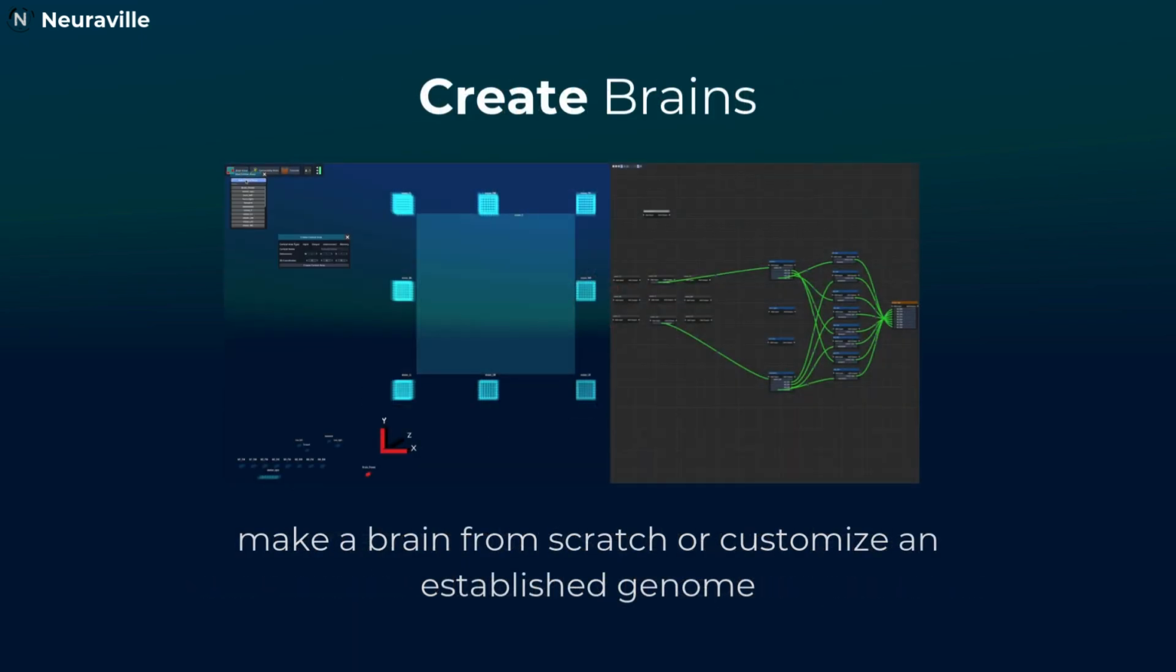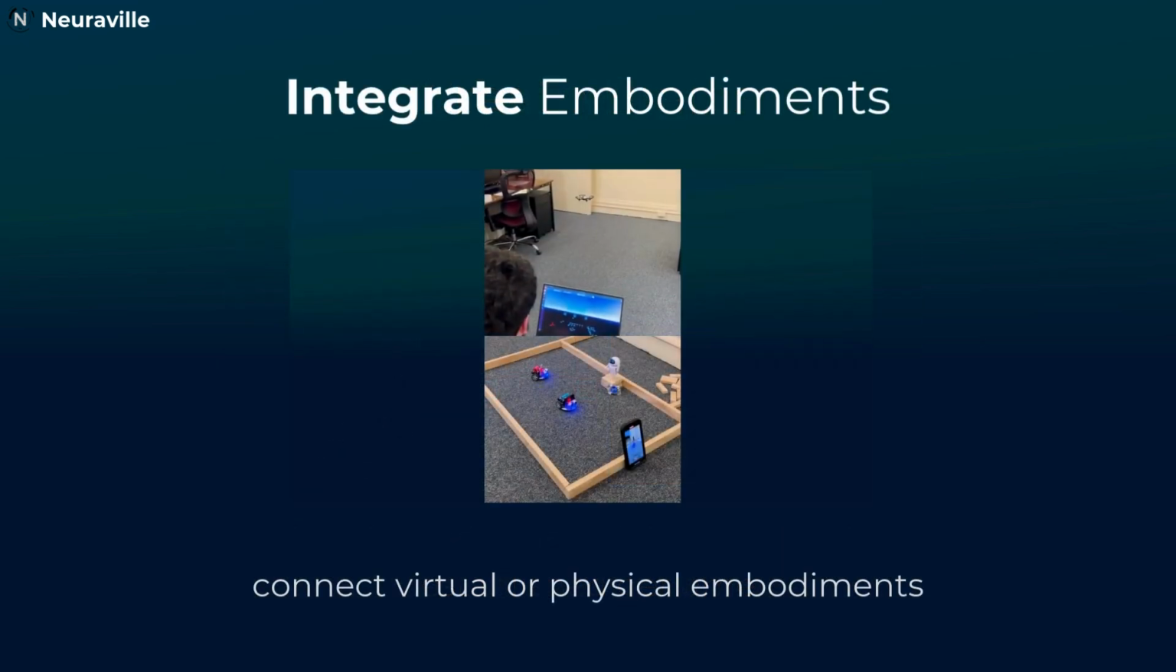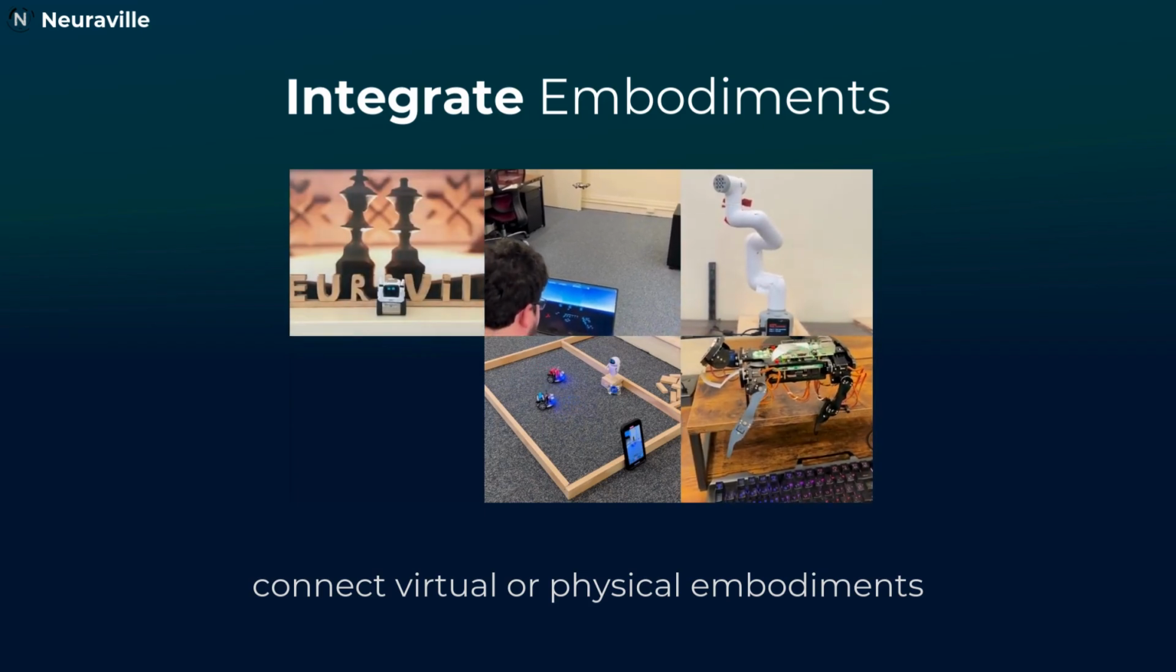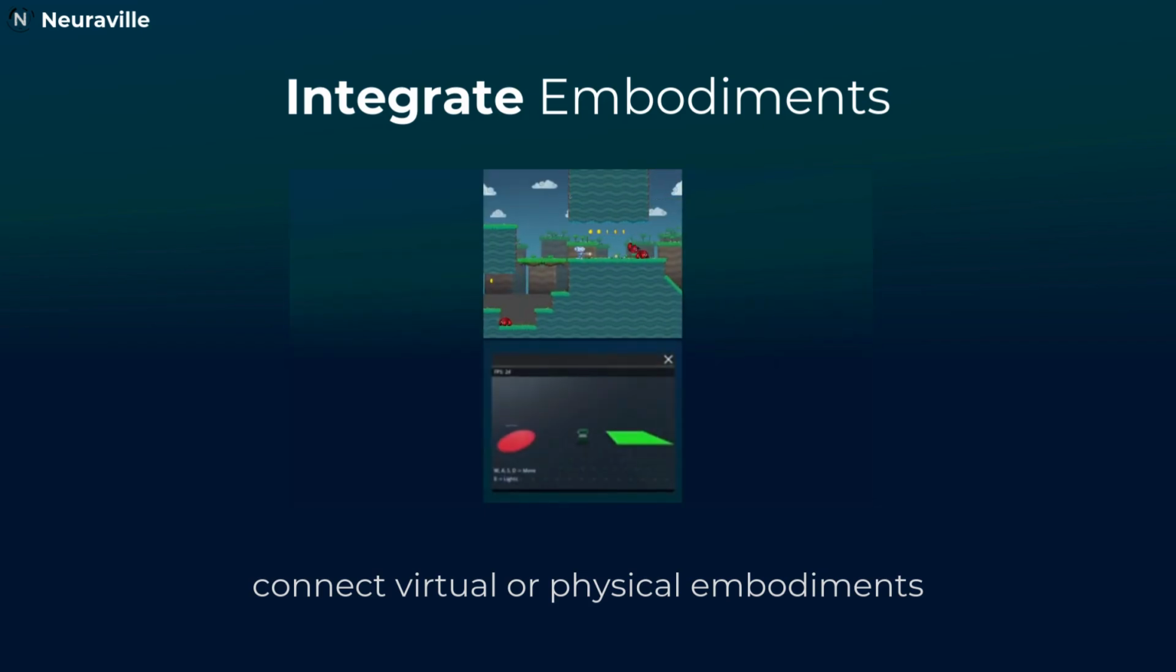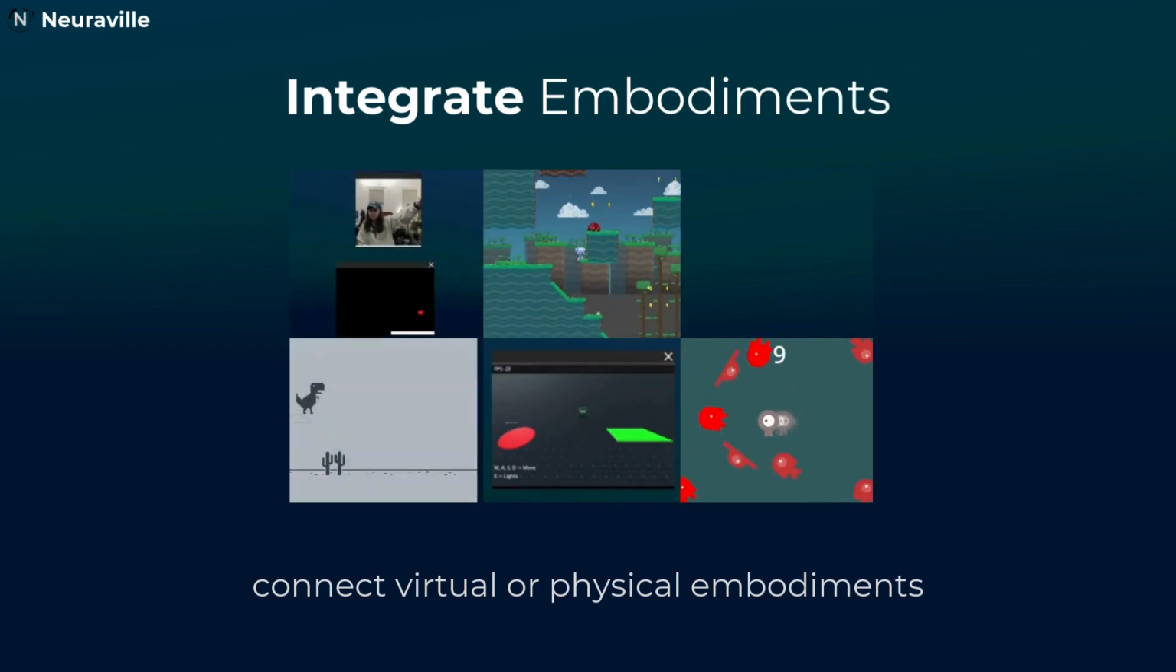Create artificial neurons and wire them together to build a brain from scratch or customize an established design. Choose from diverse virtual or physical embodiments. Thanks to our ever-evolving platform, new ones are being added all the time.